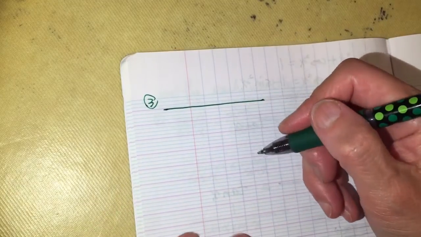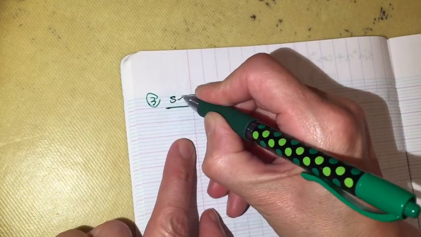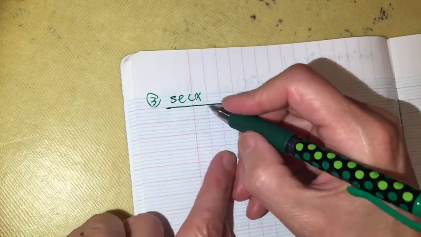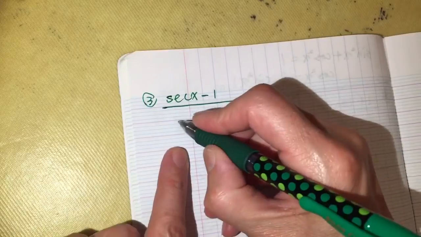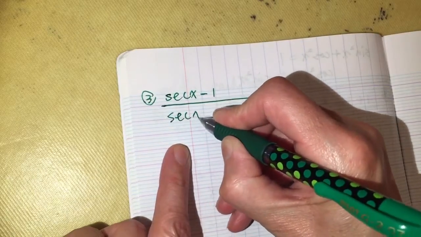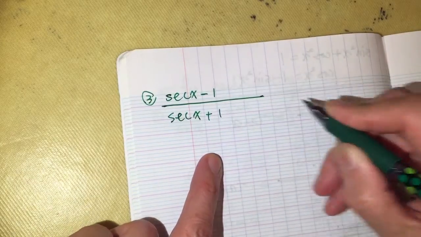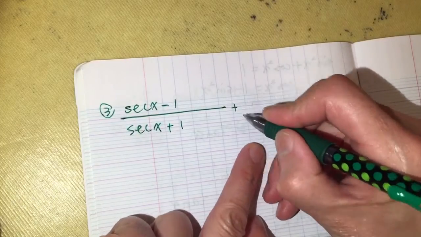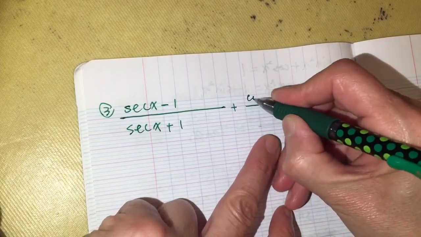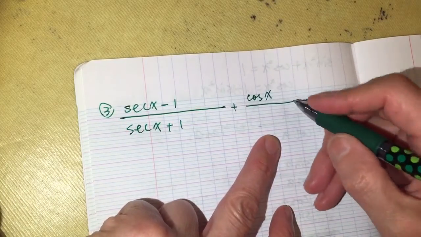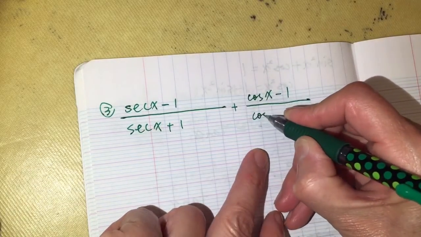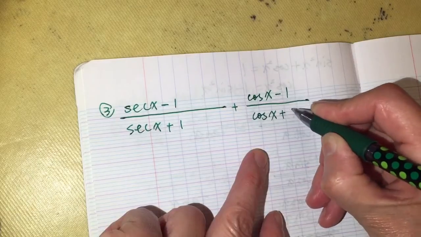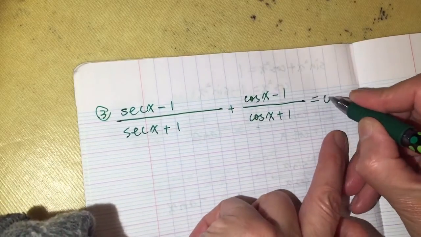Okay, let's continue to do the verification of an identity. Secant x minus 1 over secant x plus 1, plus cosine x minus 1 over cosine x plus 1 equal to 0.